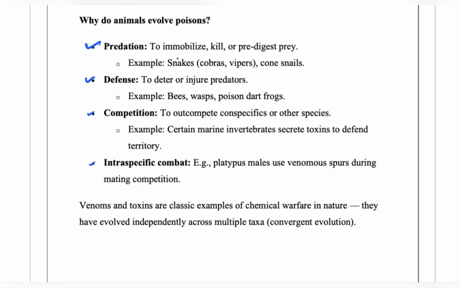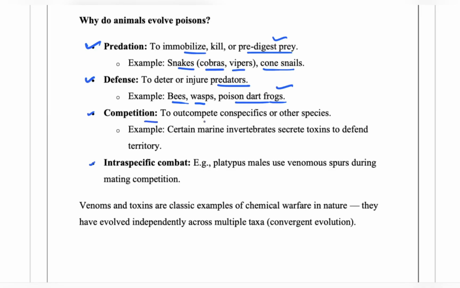Now what is this? For predation, to immobilize, kill, or pre-digest the prey, they use the poison, right? For example, snakes like cobra and viper, or cone snails, they have the poison which they use to immobilize their prey, right? Then in defense, to deter or injure the predator, because it is possible that the particular animal is prey to some other animal, right? For example, bees, wasps, and the poison dart frog are using their particular poison to defend themselves.